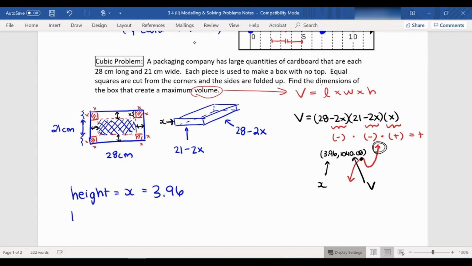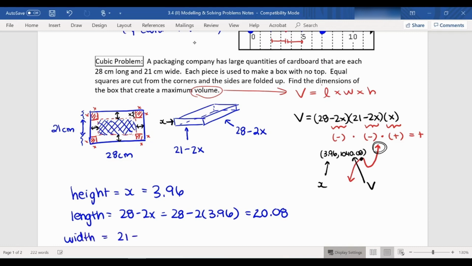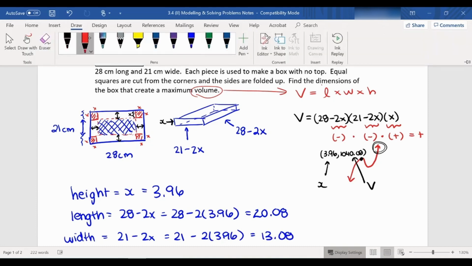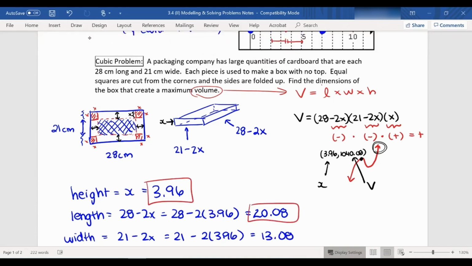Okay. My length was 28 minus 2x. So this is going to be 28 minus 2 times 3.96, which gives me 20.08. And my width is 21 minus 2x, which would be 21 minus 2 times 3.96, which would be 13.08. Okay, so I have my 3 dimensions.